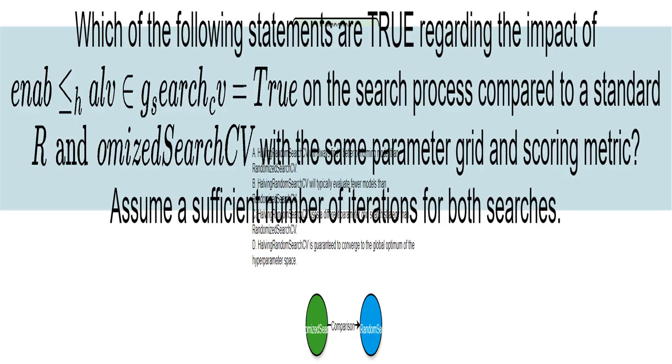This question asks you to compare HalvingRandomSearchCV and RandomizedSearchCV. I want you to consider how using _enable_halving_search_cv equals true changes the way the algorithm searches for the best hyperparameters for a random forest classifier. We assume both searches run long enough to explore the parameter space adequately.